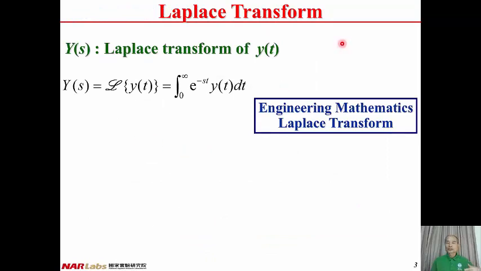In addition to the solution by direct ordinary differential equation, we introduce another method called Laplace Transform. If Y(s) is the Laplace transform of y(t), by the definition of Laplace transform in engineering mathematics, Y(s) equals the integration from 0 to infinity of exponential minus st times y(t) dt. Before Laplace transformation, y(t) is a function of t. After Laplace transformation, Y(s) becomes a function of s.